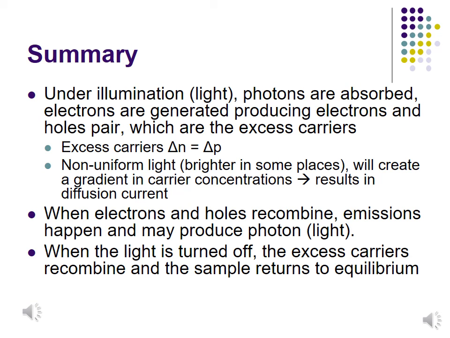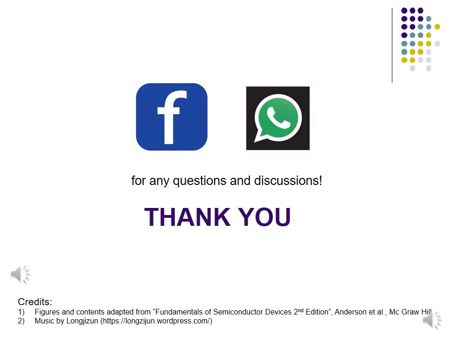For the summary, light can induce a generation process when a photon is absorbed. This will produce excess carriers delta N and delta P. Delta N is always equal to delta P. When electrons return to the valence band from the conduction band, emission happens in the form of photon or phonon emission or both. When light is turned off, excess carriers will recombine and the sample returns to the equilibrium state. So that's all for now.